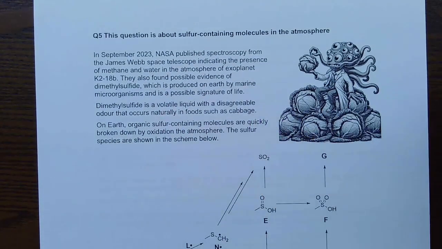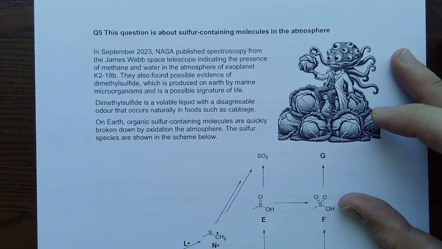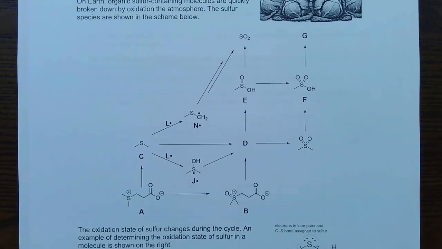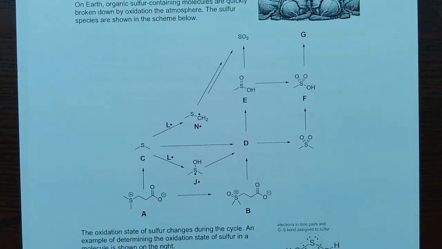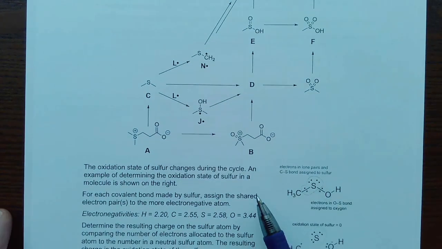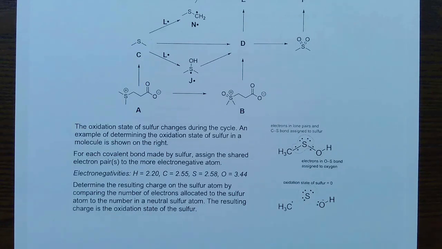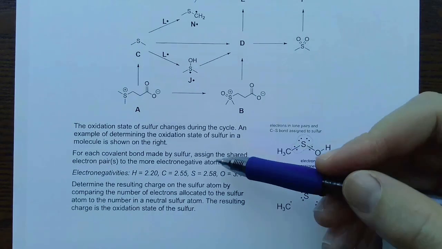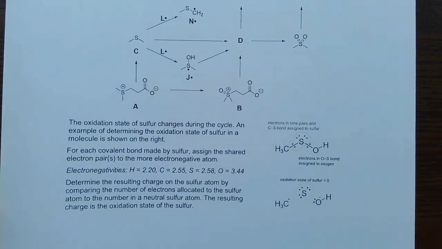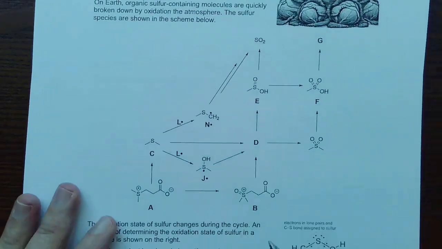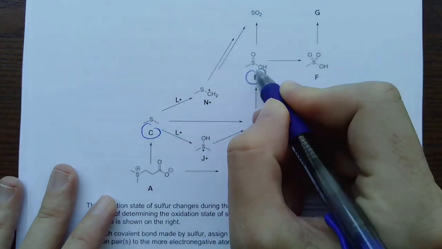So this is some pretty interesting chemistry about the telescopes doing spectroscopy in space, and then we're given this complicated looking reaction scheme for the oxidation of sulfur compounds, and you're given a little bit of information about how to work out oxidation states, which might be the way that you've been taught it, might not be, but it should be fairly straightforward to understand what they're getting at in this paragraph. So determine the oxidation states in compounds B, C and E. So we want to do B, C and E.